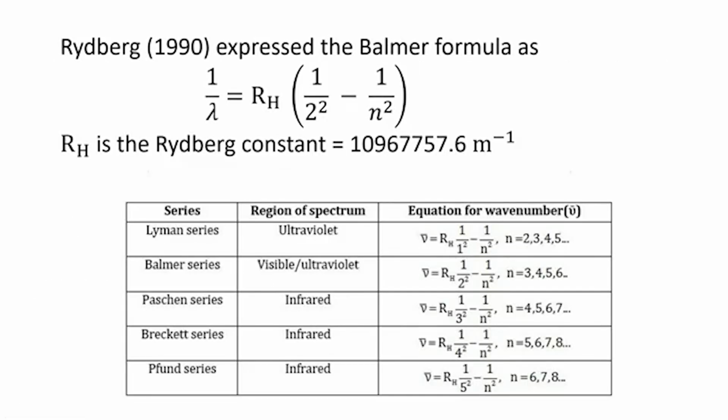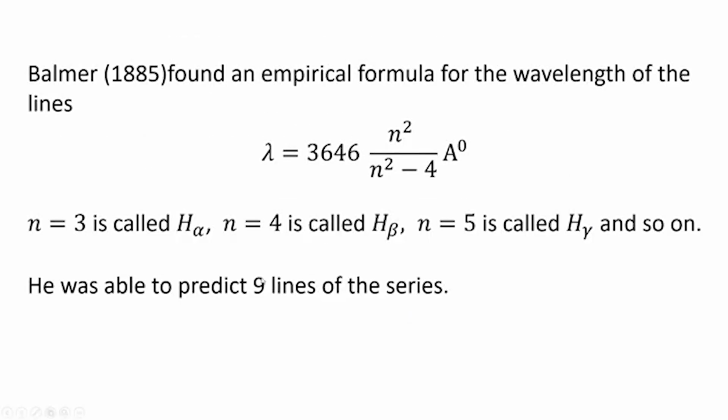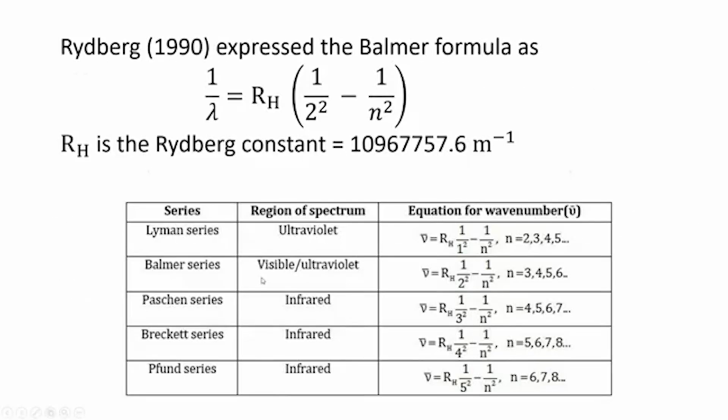Rydberg came and, I'm sorry, this should be 1890. Okay, so there's a correction here, please note that. So in 1890 Rydberg expressed this Balmer formula. He found it more convenient to write it in terms of the inverse of the wavelength, and remember, the inverse of the wavelength appears here because the energy is actually proportional to the inverse of the wavelength.